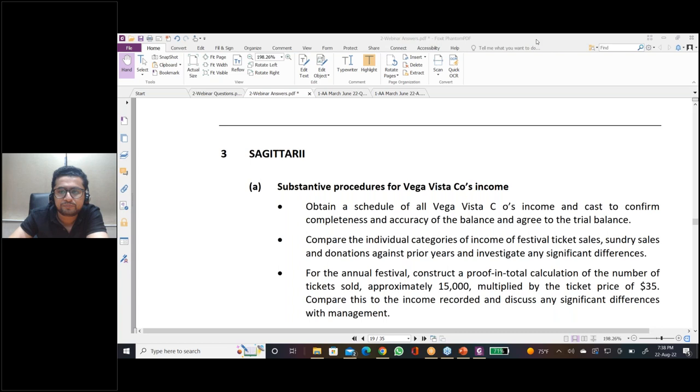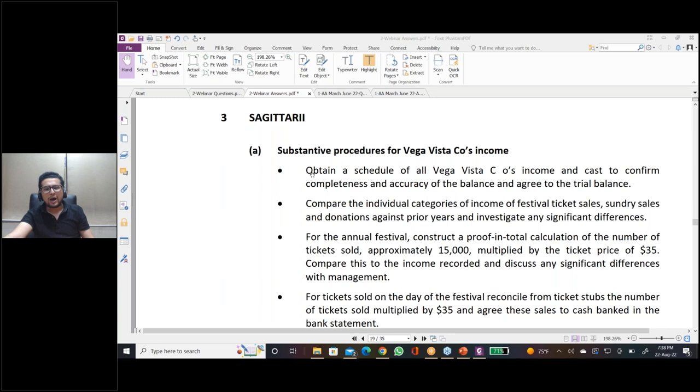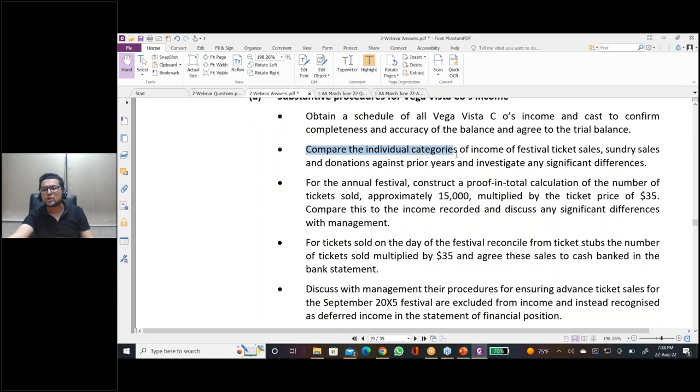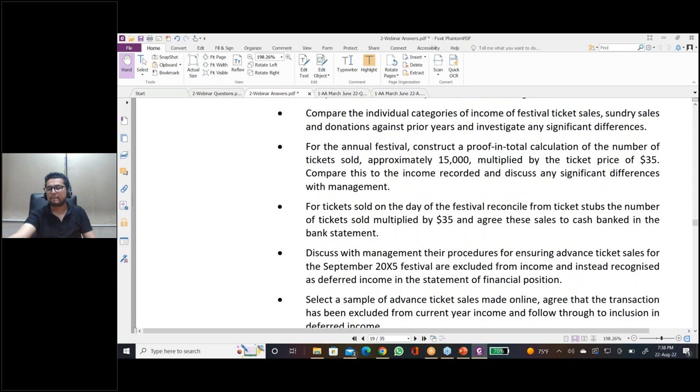So what about it? You are getting the breakdown of the charity's income and you are casting it. Why are you casting it? In order to verify completeness and accuracy. You are comparing the individual categories of income. Why are you comparing them? Because you just want to figure out if there is any unusual fluctuation. And if it is there, I will investigate it further. Because if there is unusual fluctuation, let's say there is a dip in a particular category, maybe that's not complete. So it's about completeness.